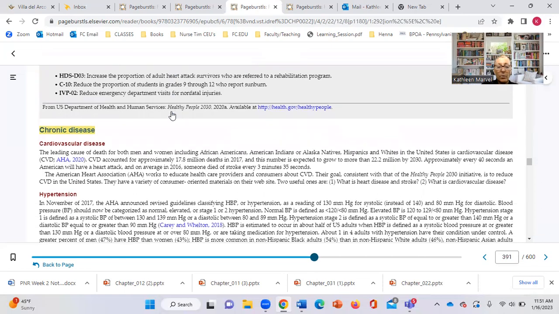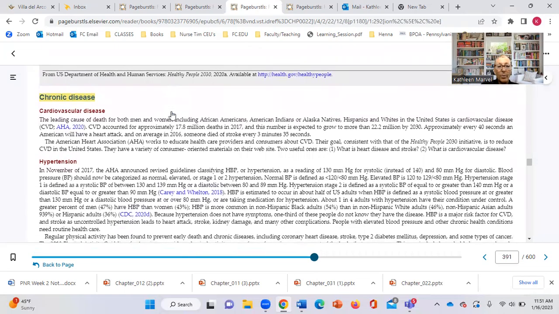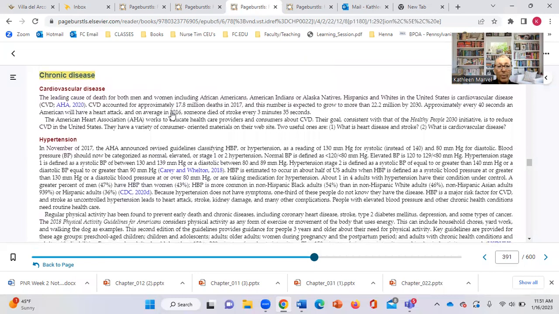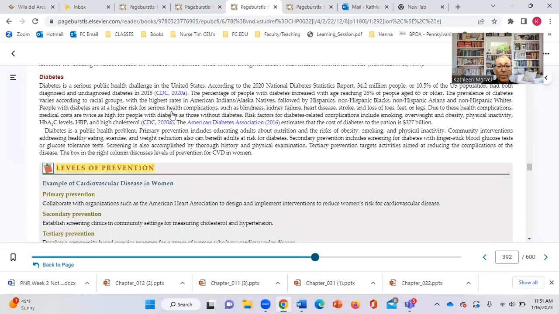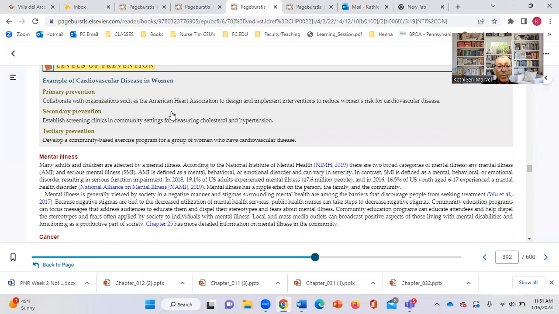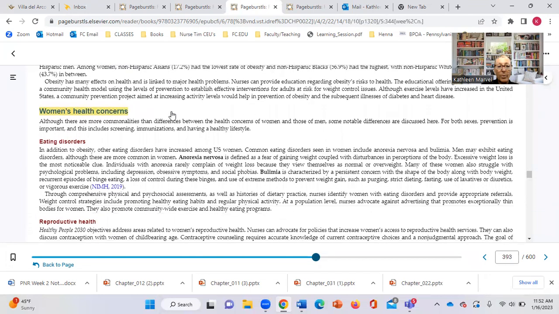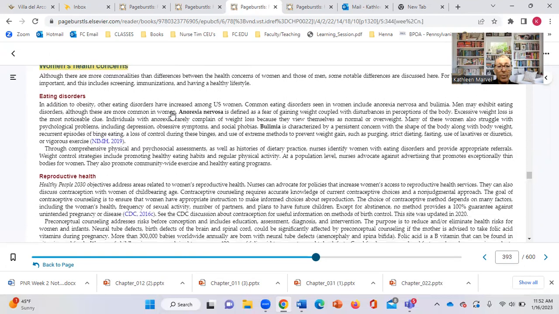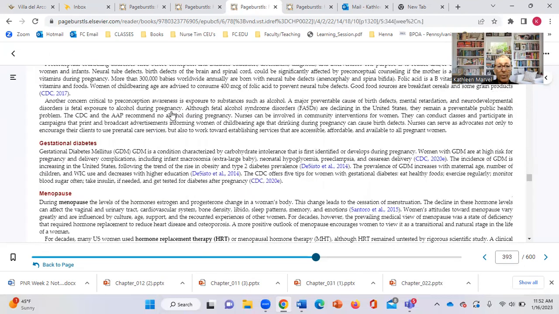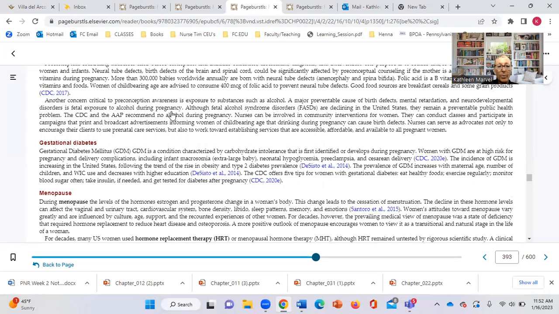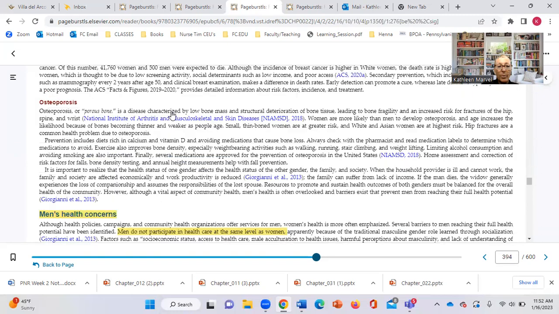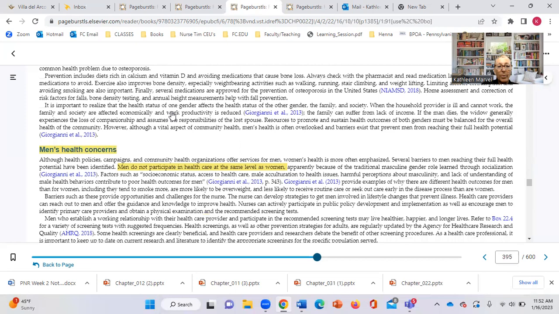Some of the chronic diseases we're working with in our older population are cardiovascular disease, hypertension, stroke, diabetes, mental illness, cancer, weight control. Then there's also a section that describes women's health concerns. What are some primary women's health concerns? Eating disorders, reproductive health, gestational diabetes during pregnancy, menopause, breast cancer, osteoporosis, men's health concerns.